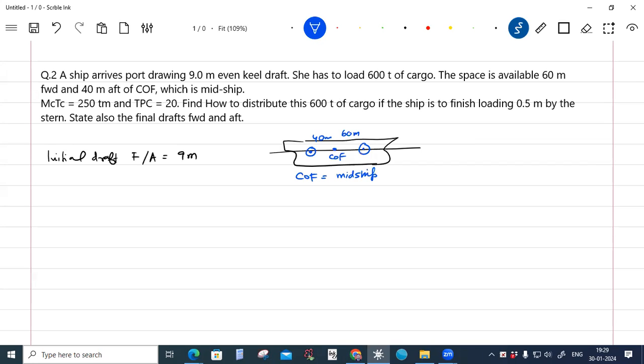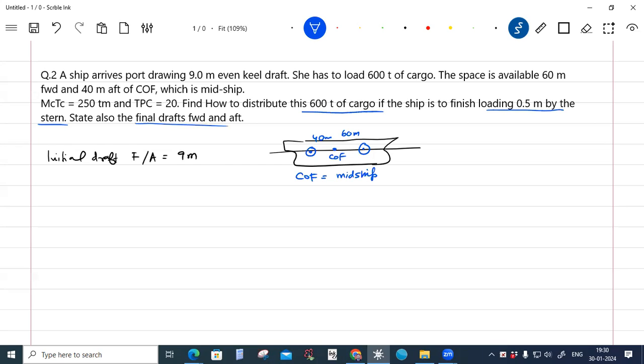Now, MCTC is 250 ton, TPC is 20. Find how to distribute this 600 ton of cargo if the ship is to finish loading 0.5 meter by the stern, and calculate the final draft.